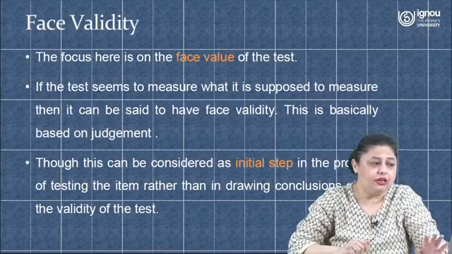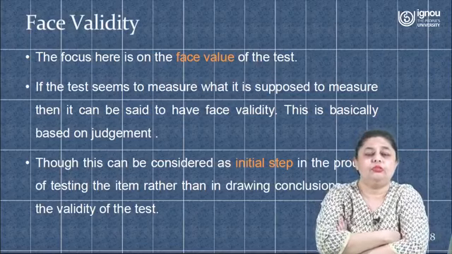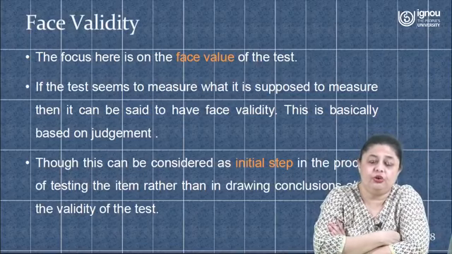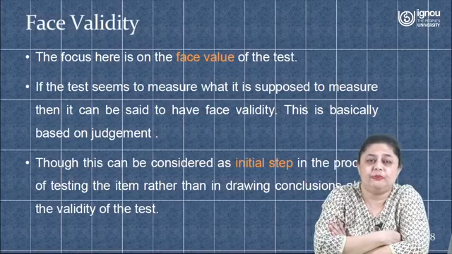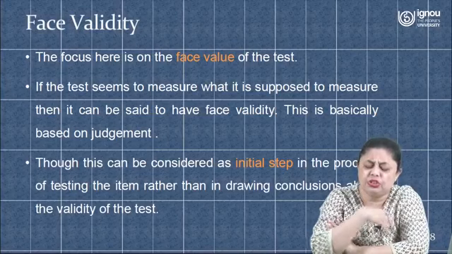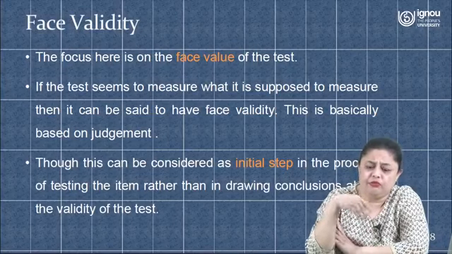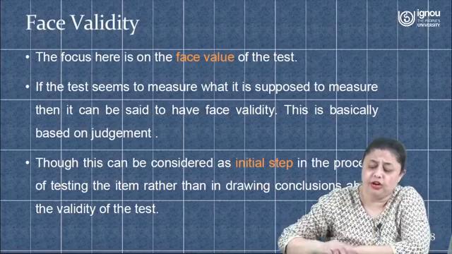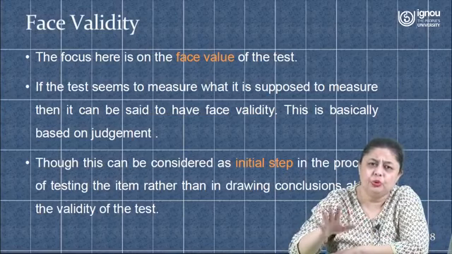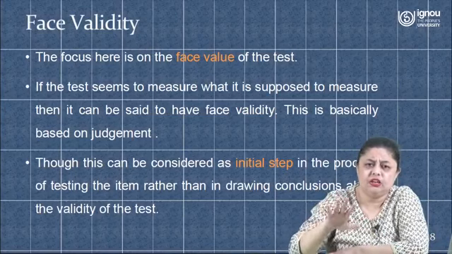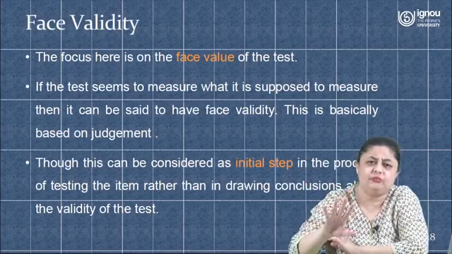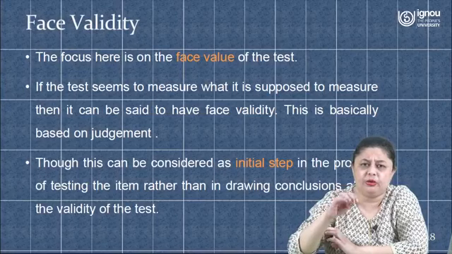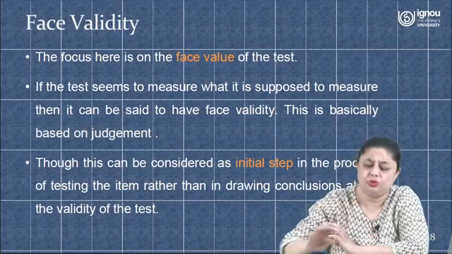Face validity is probably done initially when you are trying to establish the validity of a test. The initial step could be face validity, where you actually look at the face value. You just go through the scale and the items that you have developed for adjustment, and they seem to measure the adjustment of a person. So that is what face validity is about. It looks like it is measuring what it is supposed to measure, but over here there is no elaborate procedure that goes in.